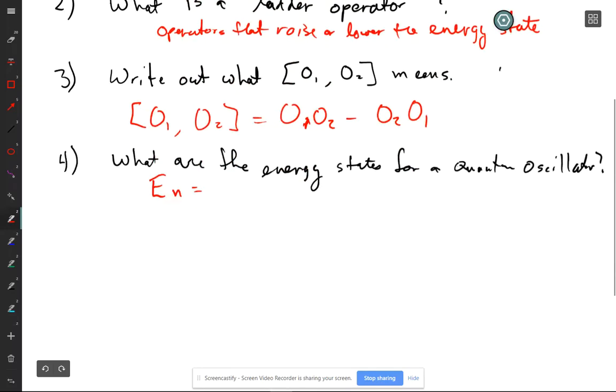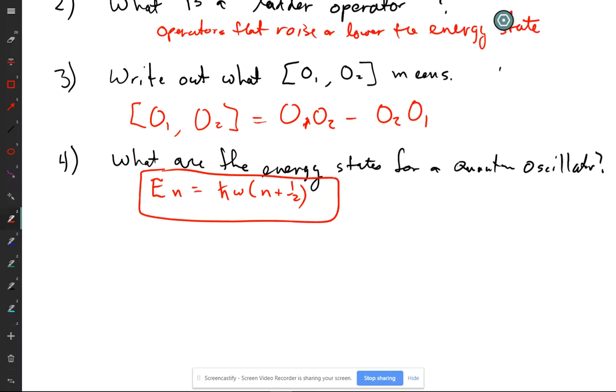And finally, what are the energy states for the quantum oscillator? This is one that required a little more remembering what we had, but that was the end result from yesterday's work. Nice job on my writing. Okay, so the h bar omega, those are the fundamental energy units, if you will. And then the ground state is n equals 0. We have an energy of 1/2 h bar omega, and then it goes up from there.